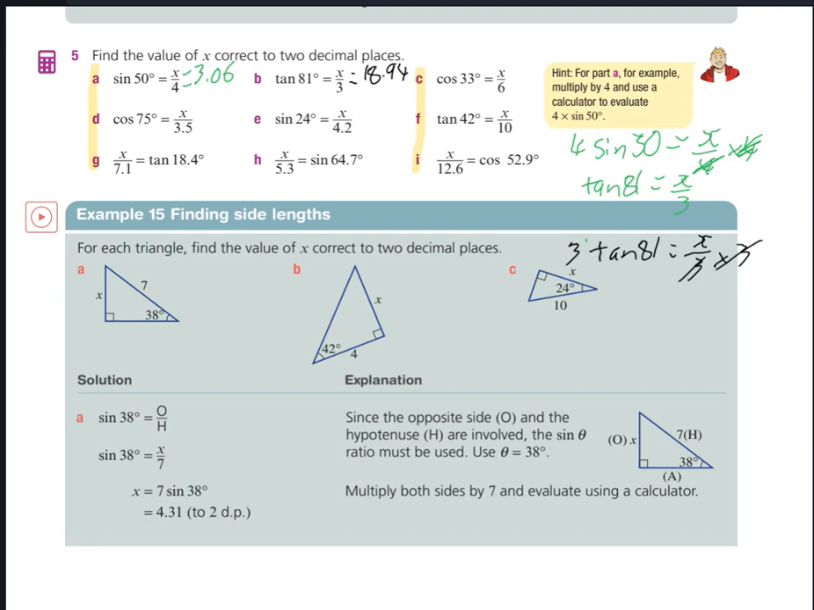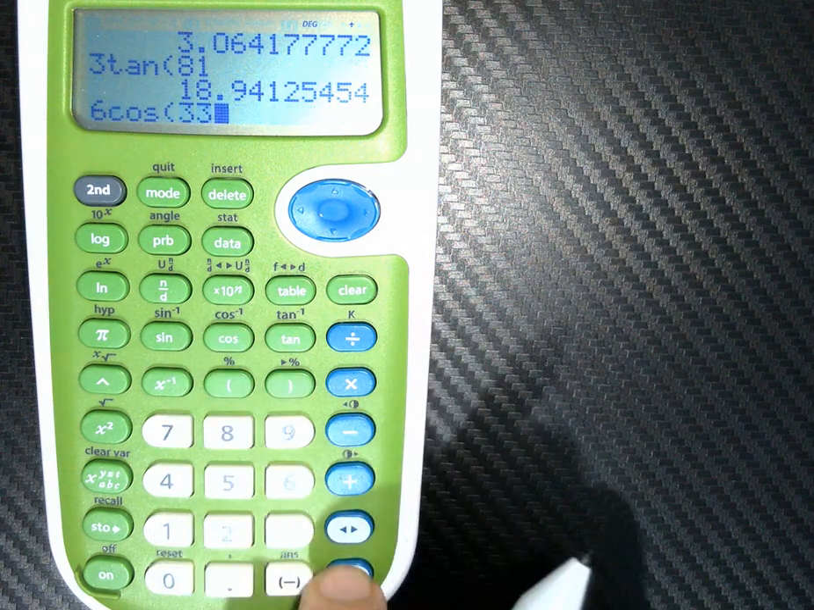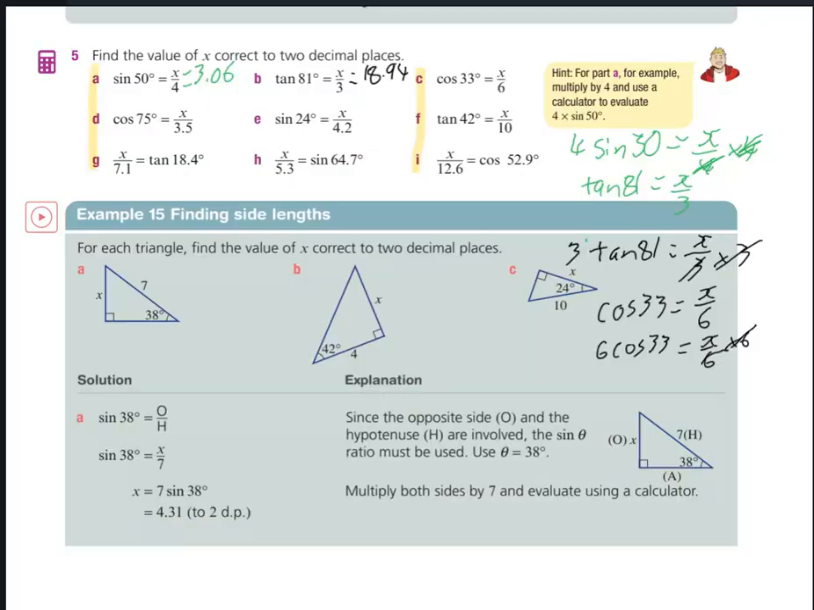Done. Next one, cos 33 is x over 6. Cos 33 equals x over 6. Got to multiply both sides by 6. So I'm going to end up getting 6 cos 33 equals x over 6 times 6. They cancel each other out. 6 cos 33 is what I type in. 6 cos 33 is 5.032, which would just be 5.03.